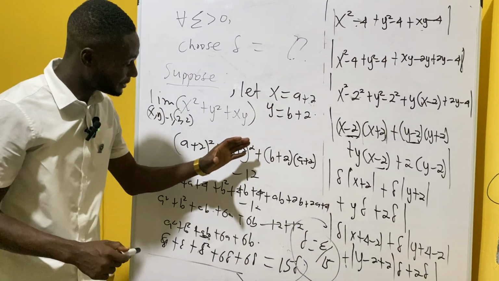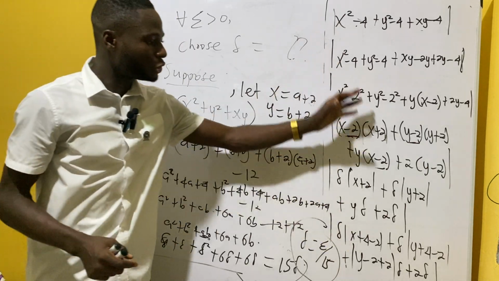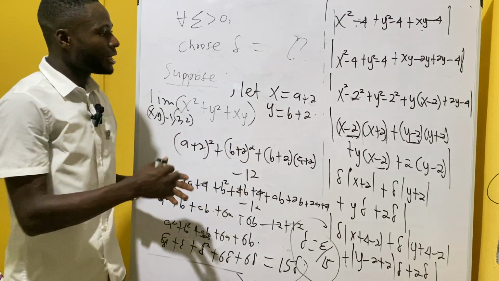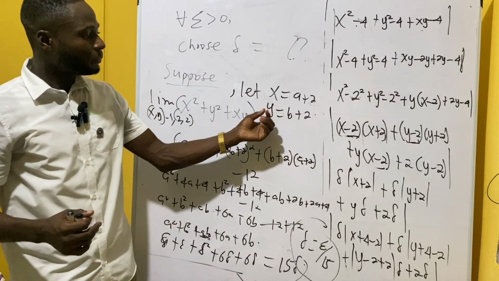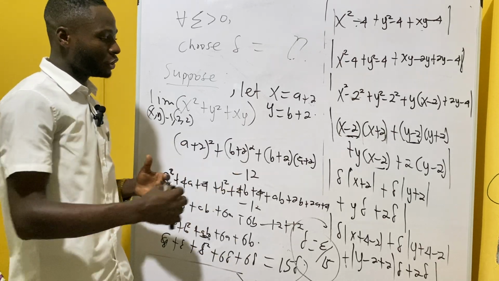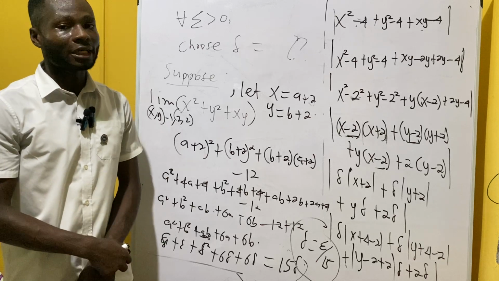Very, very simple. This approach too is acceptable. If you think going through this lengthy process is going to be a problem, you can choose a variable to represent the x and then the y. Then after you do your simplification and cancel out, and then you land at your right solution.